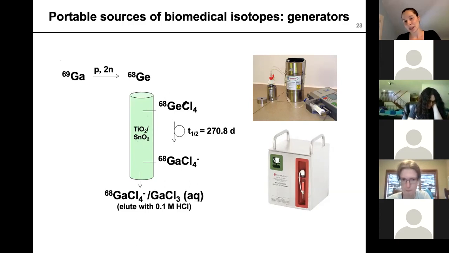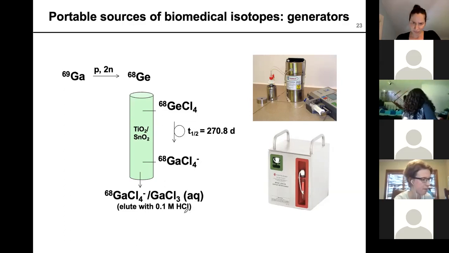As soon as the germanium decays to the gallium, which it does with a fairly long half-life of almost 271 days, we get a change in the total charge. Germanium is 4+, the gallium is 3+. So even though this is a tetrachloride species, we get a mononegative charge under the elution conditions in the HCl, which can be anywhere between 1 to 0.1 molar HCl. So we have a high concentration of chloride ions. Under these conditions, we have a charge difference, and that allows us to very selectively elute the gallium species and separate it from the germanium species that remains stuck on this generator surface.